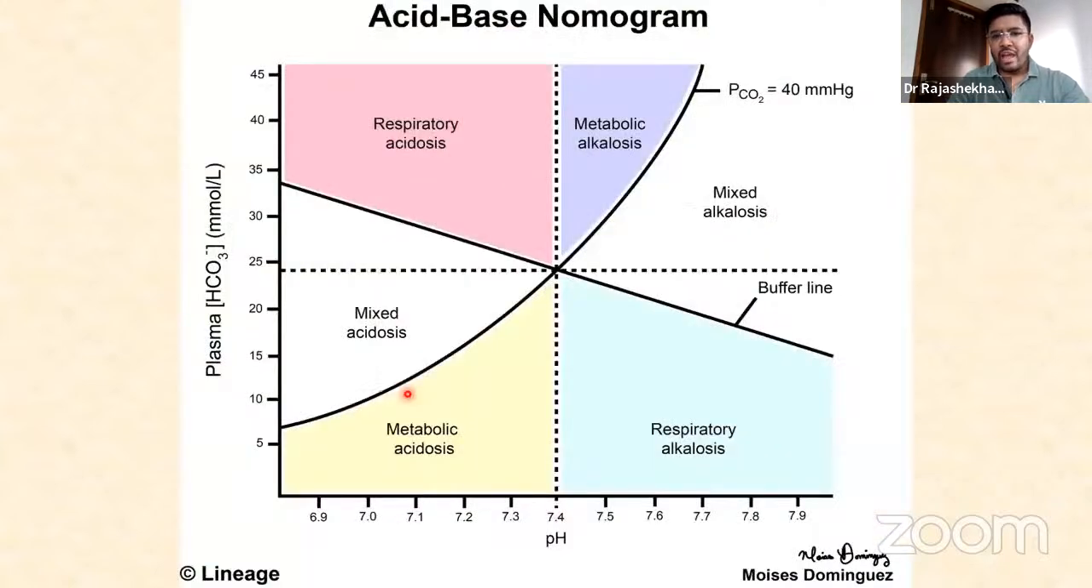This is again a Davenport diagram, which is one kind of acid-base nomogram. The concept is the same here. The pH and bicarbonate have been drawn. The center part usually represents a normal pH.